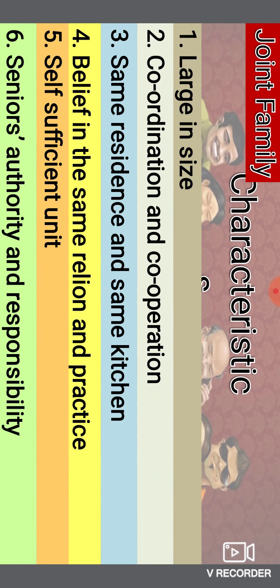And next, the characteristics of this joint family. The first one is large size. The members are more in the joint family because it consists of people of two or more generations under the same roof, so it is large in size. The next one, coordination and cooperation.